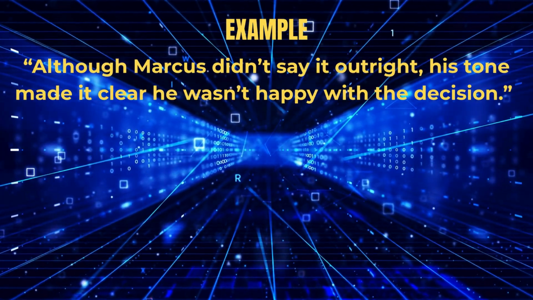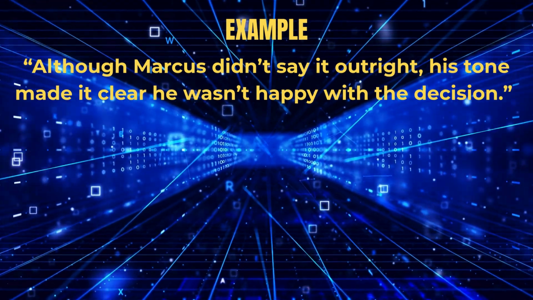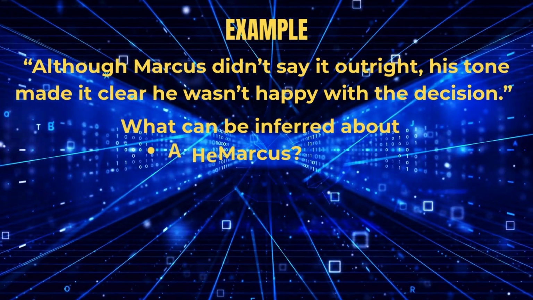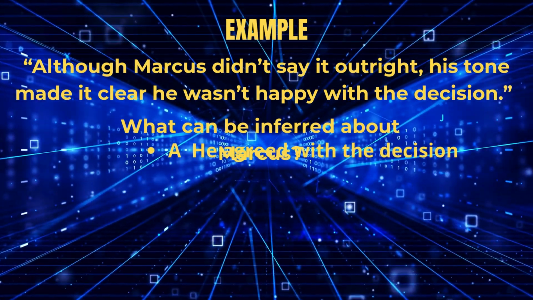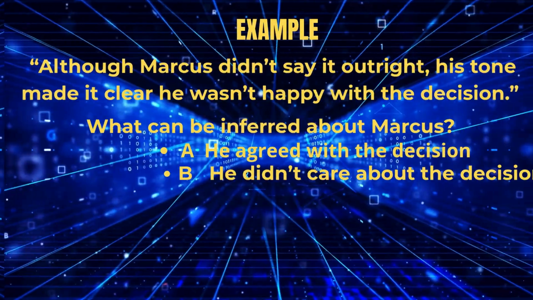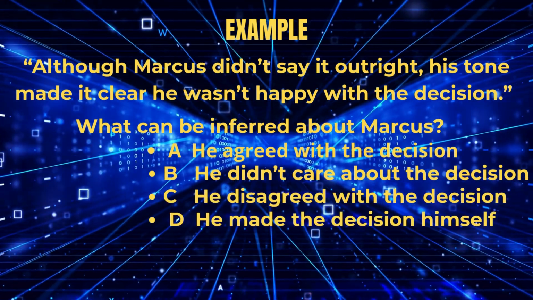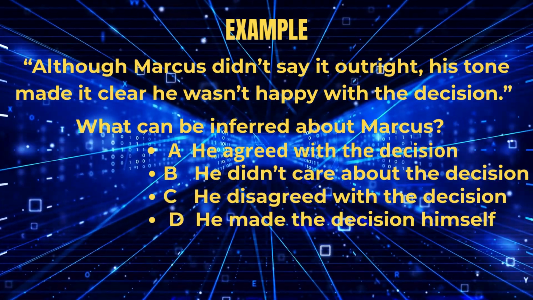Example. Although Marcus didn't say it outright, his tone made it clear he wasn't happy with the decision. What can be inferred about Marcus? A. He agreed with the decision. B. He didn't care about the decision. C. He disagreed with the decision. D. He made the decision himself.